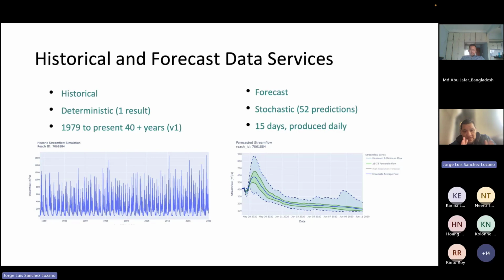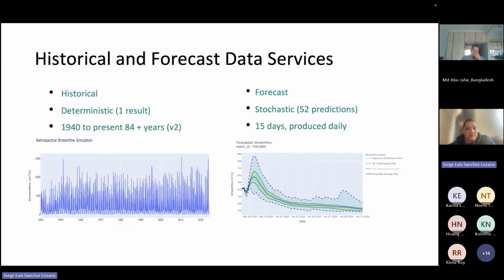GEOGloWS offers a historical simulation that is deterministic. Version 1 has data from 1979 to present, more than 40 years of data. But version 2 offers data starting in 1940, that is more than 84 years of data. And the forecast we have is stochastic or probabilistic. We have 52 ensemble predictions, 51 of low resolution and 1 of high resolution, that has a 15 day horizon.